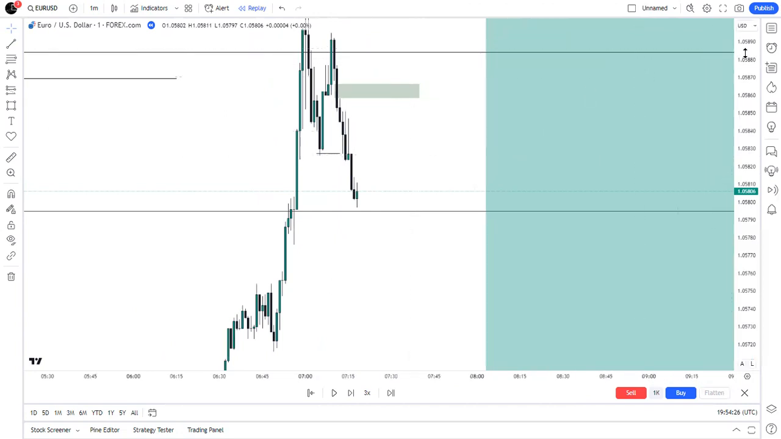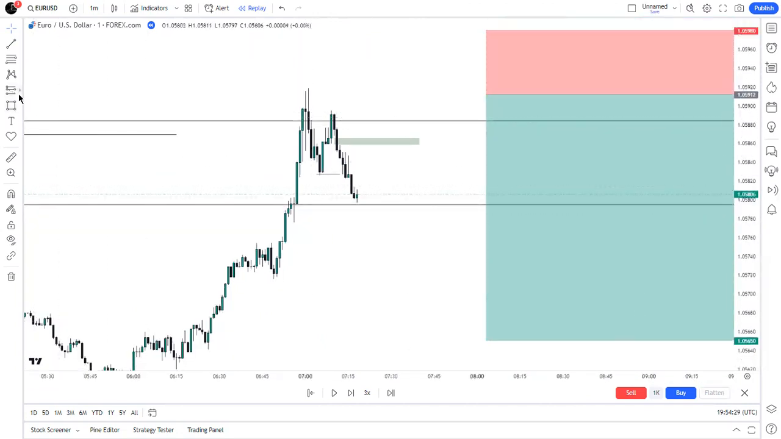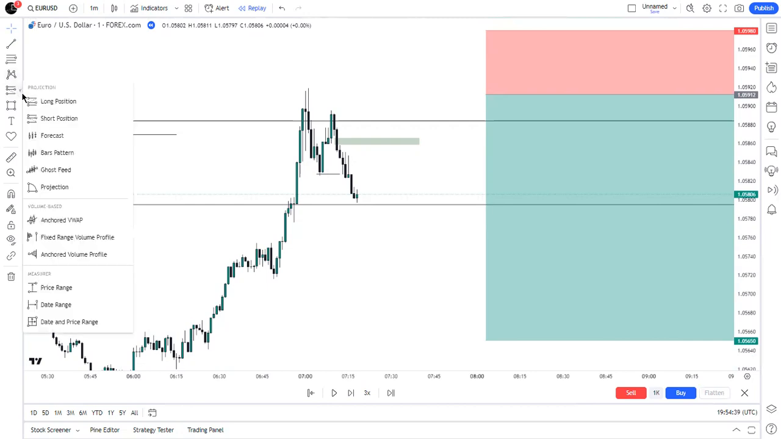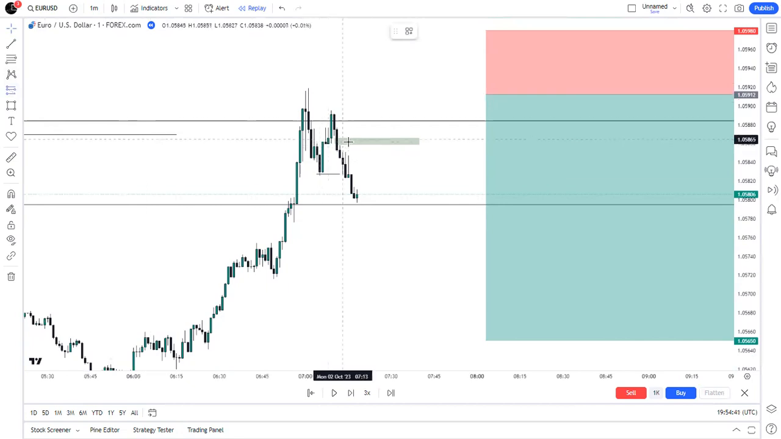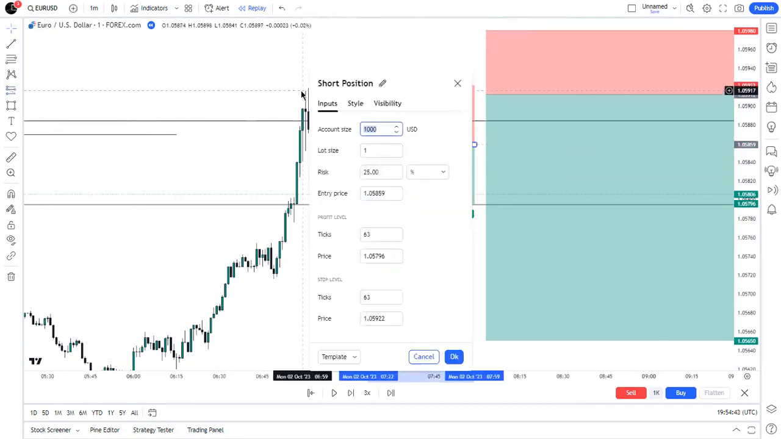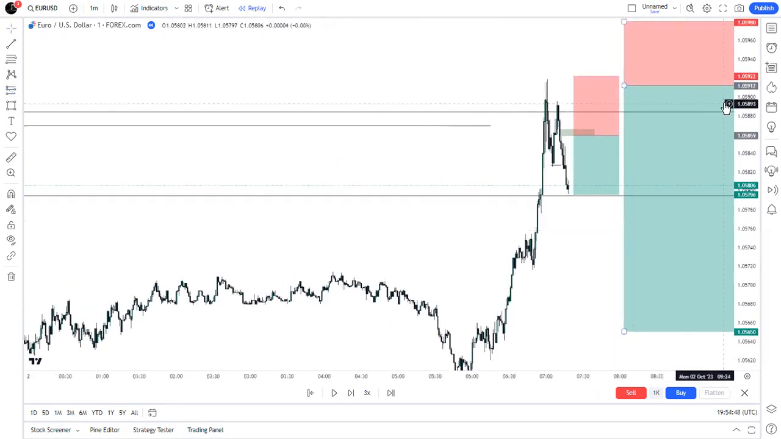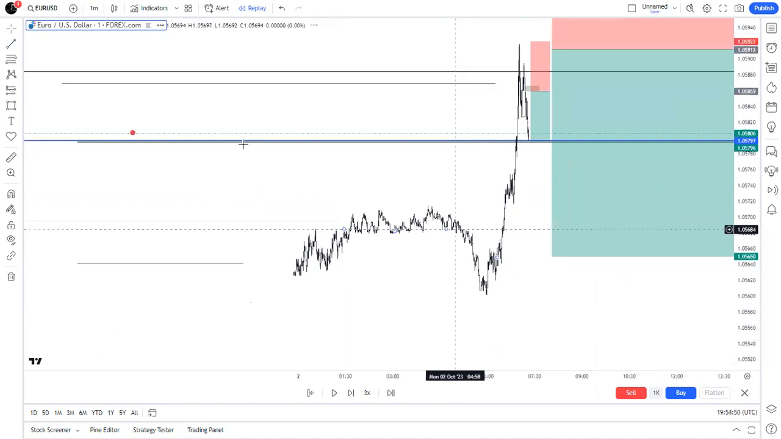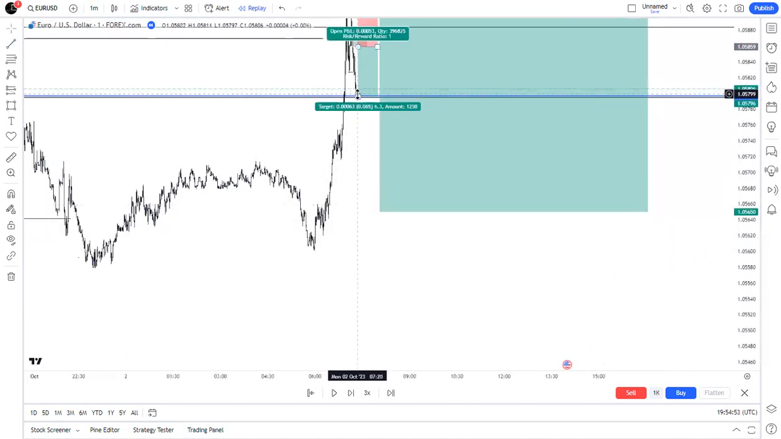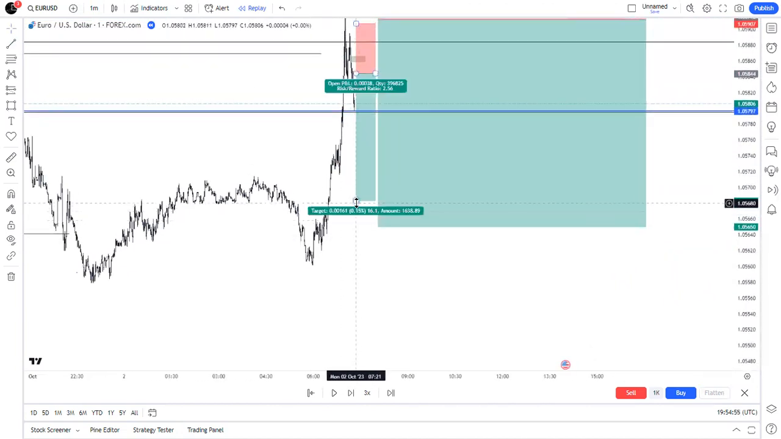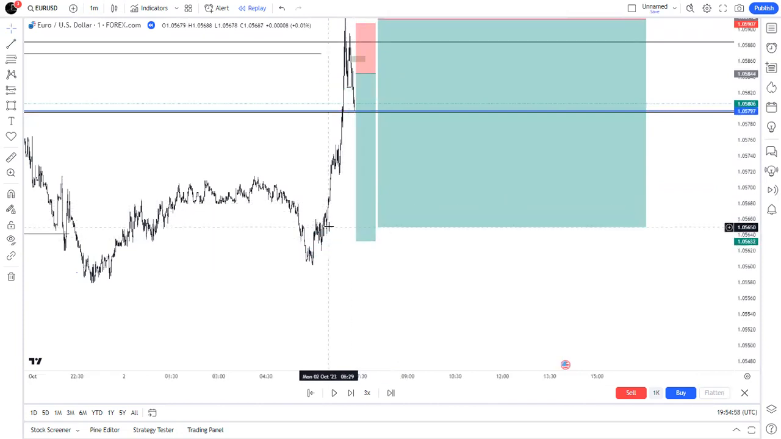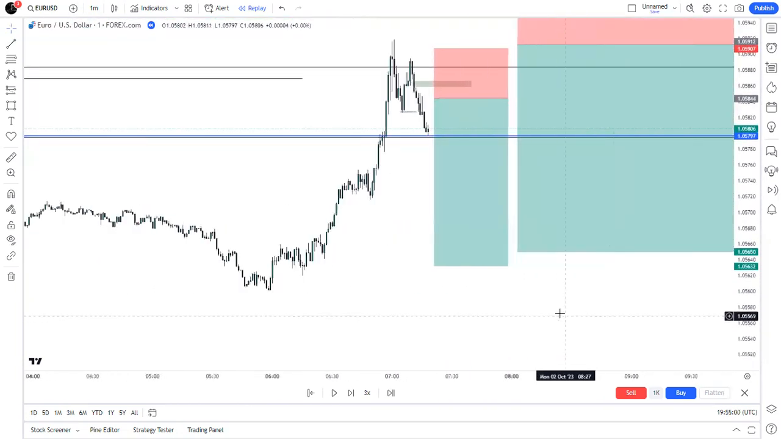So seeing this, I'm just going to take my short position right here. Entry here, stop loss above this high, and then take profit. I'm going to target this low that formed right here. So let us see how this price actually played out.